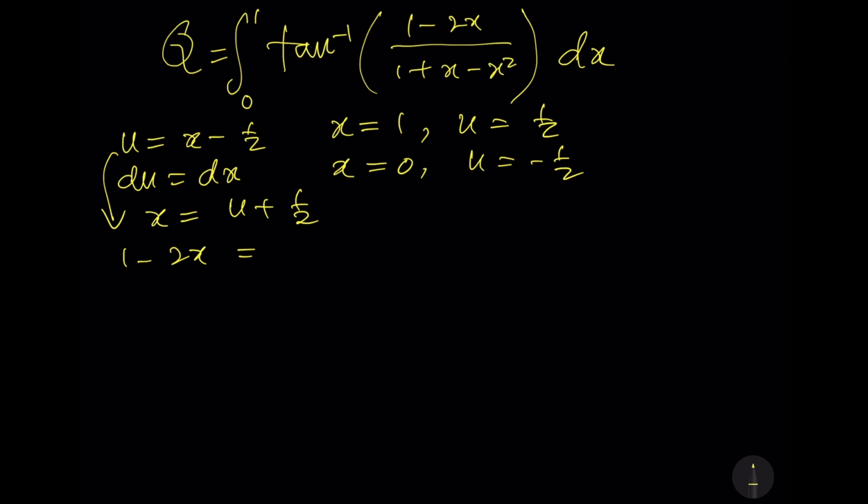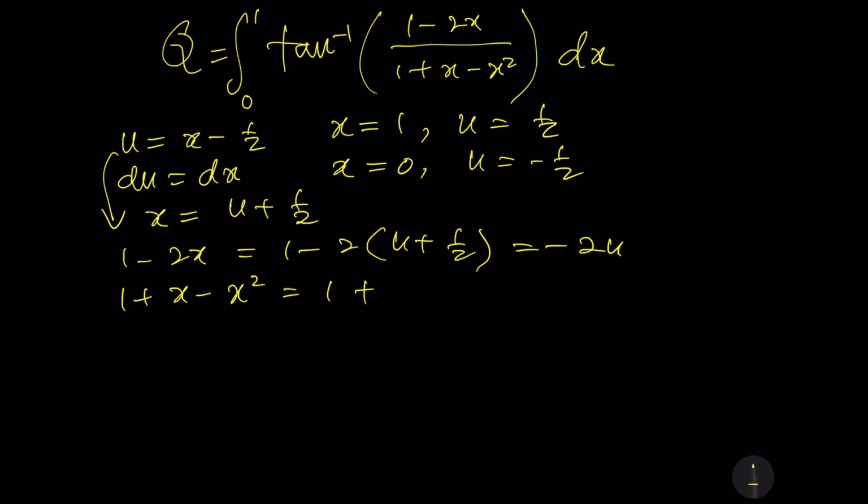Therefore, 1 minus 2x becomes 1 minus 2 multiply u plus 1 over 2, which is negative 2u. 1 plus x minus x squared equals to 1 plus u plus 1 over 2 minus u plus 1 over 2 power 2, which is equals to 5 divided by 4 minus u squared.